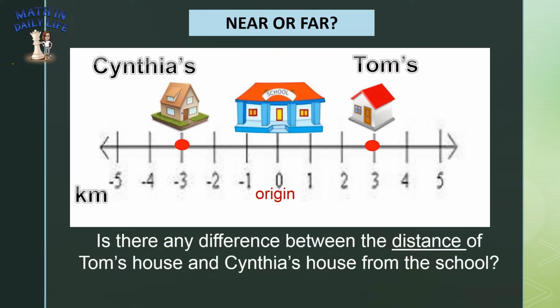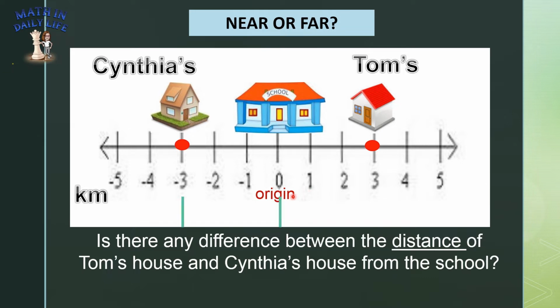Now, is there any difference between the distance of Tom's house and Cynthia's house from the school? Let's take a look at it again. We know that Cynthia's house is located at the left side of the school, while Tom's house is located at the right side of the school. And Cynthia's house has a coordinate of -3, and Tom's house has a coordinate of +3.